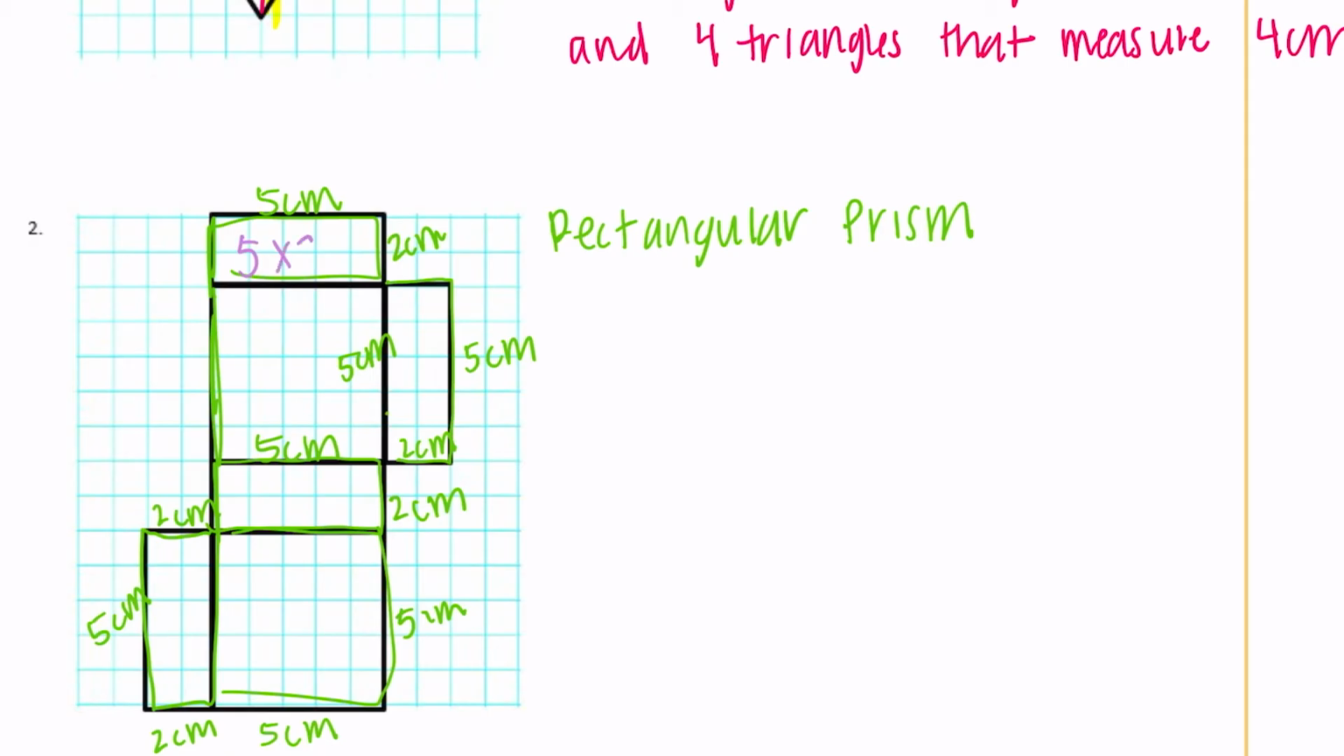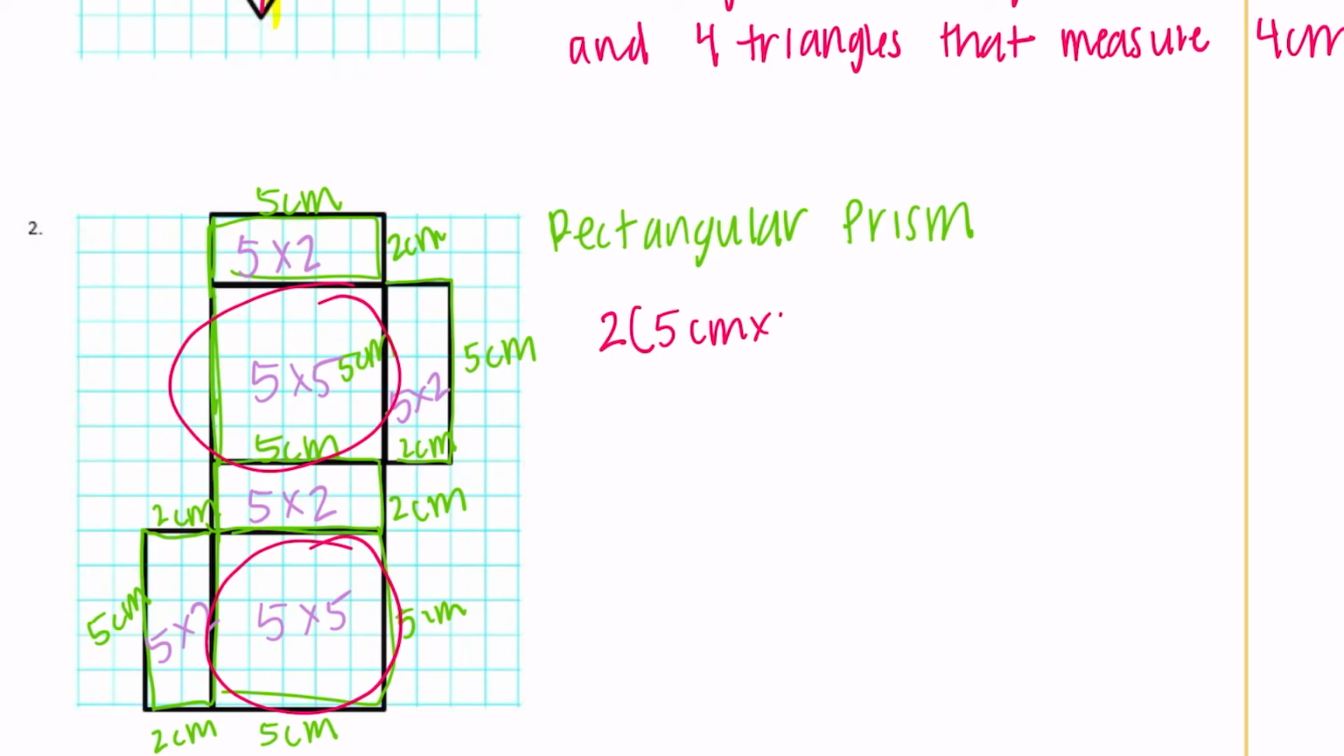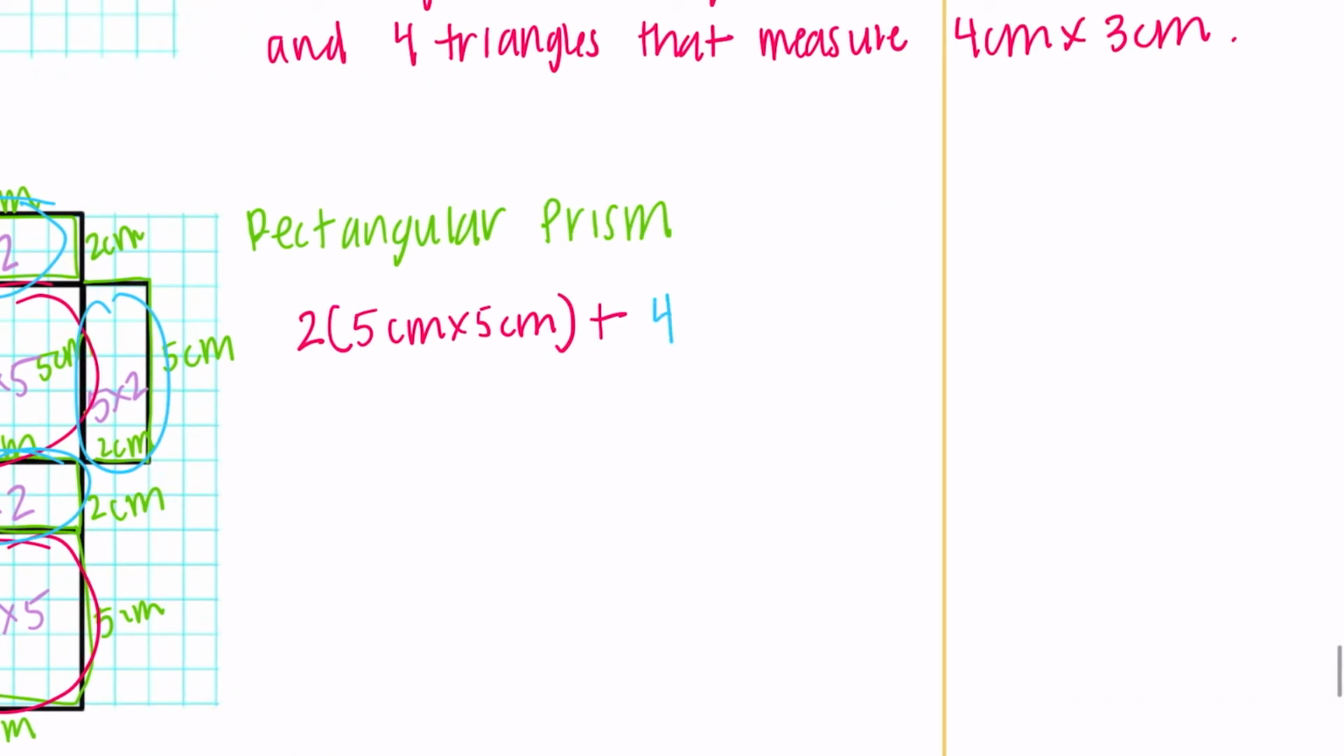So this is 5 by 2. Here we have a 5 by 5. There's another 5 by 2. 5 by 2, 5 by 5, and 5 by 2. So now I can write my expression. So I have 2 groups of 5 by 5. So I'm going to say 2 times 5 centimeters by 5 centimeters. Plus I have 4, 1, 2, 3, 4 groups of 5 centimeters by 2 centimeters. So that's where that expression comes from.